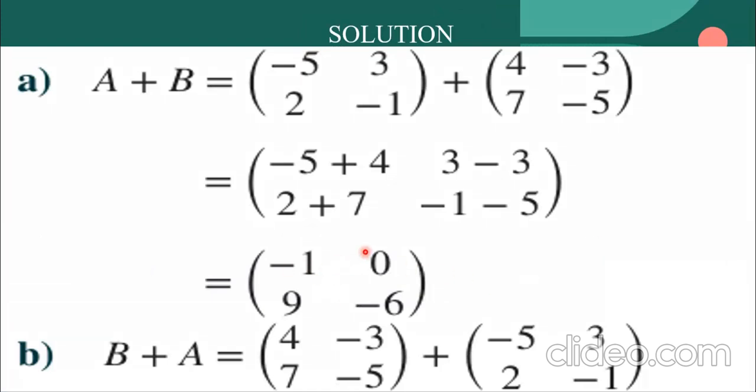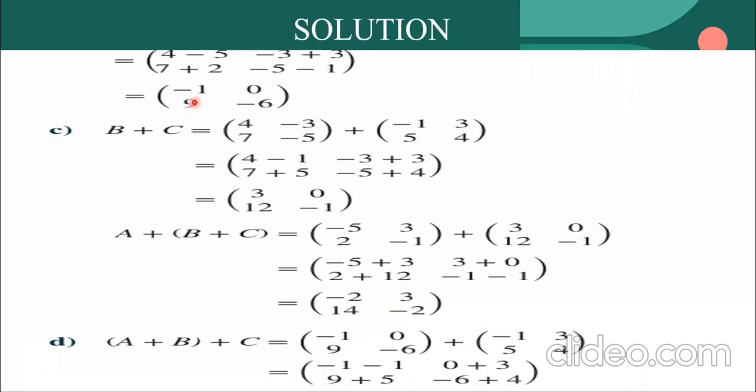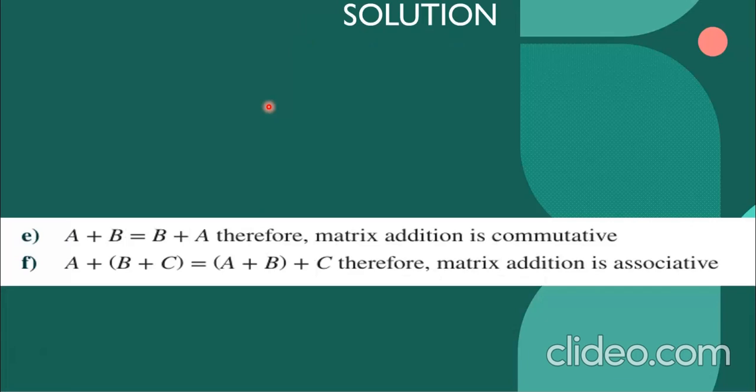There's the result we had for A plus B: minus 1, 0, 9, minus 6. And then the same results we had for B plus A: minus 1, 0, 9, minus 6.